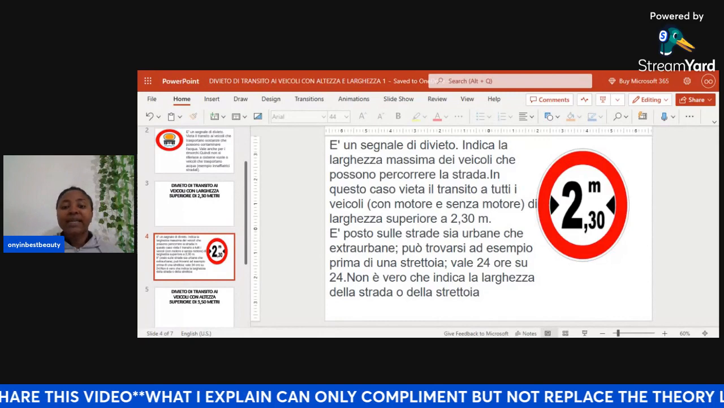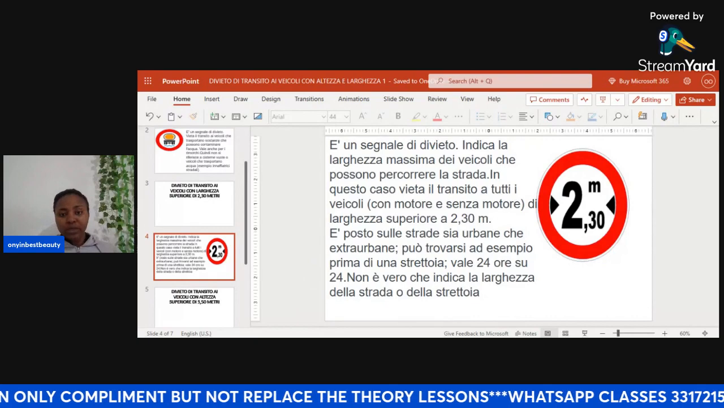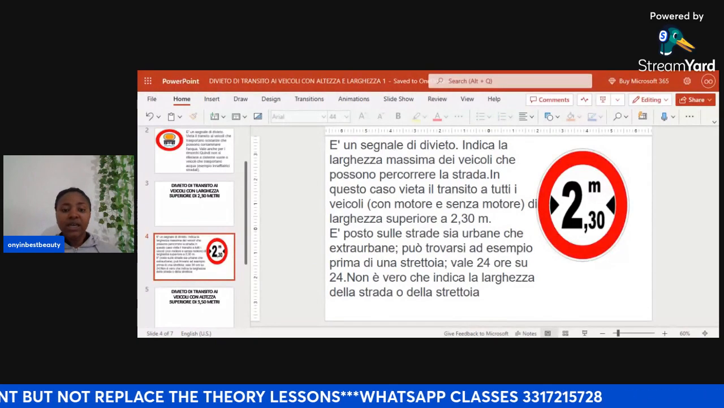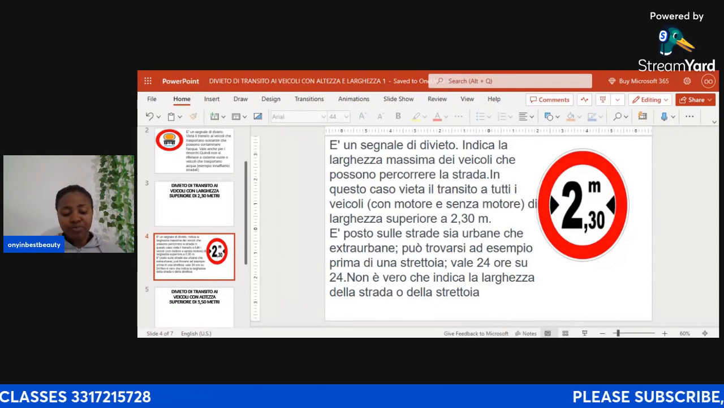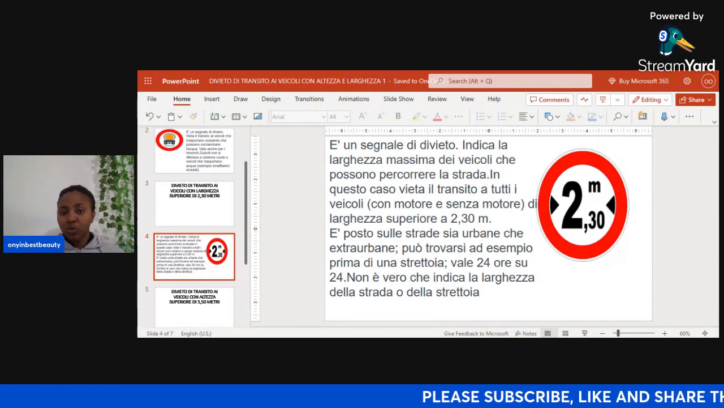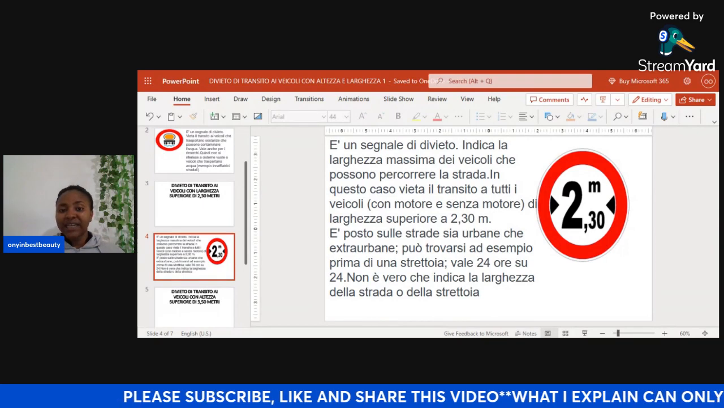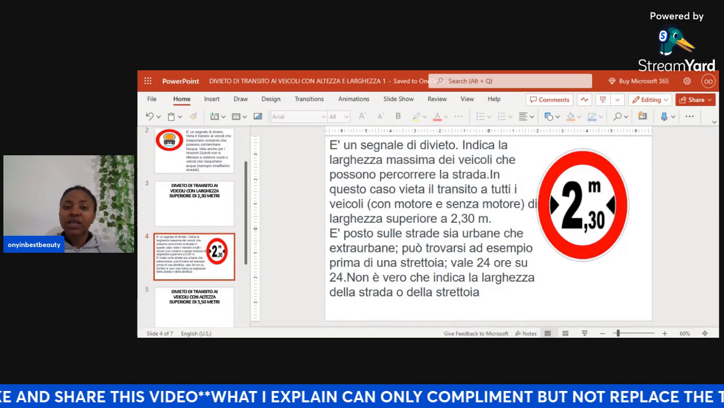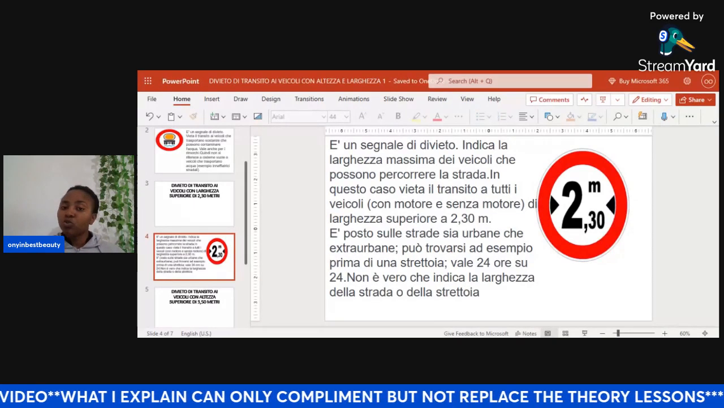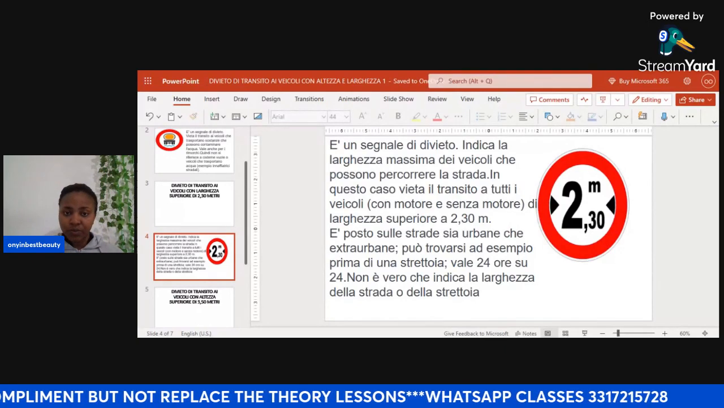È posto sulle strade sia urbane che extraurbane. You see the sign on urban roads and extra-urban roads, inside of the city and outside of the city. Può trovarsi, ad esempio, prima di una strettoia. Now you can find the sign, for example, before a narrow road, before a strettoia. Vale 24 ore su 24. Now this sign does not tell you that it is valid for 3 hours or 4 hours, and that after that you can actually enter this road even if your vehicle's largeness is past 2.30. No, this sign is valid for 24 hours, meaning that you cannot access this road.